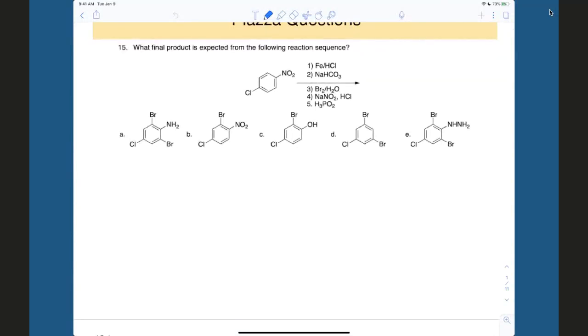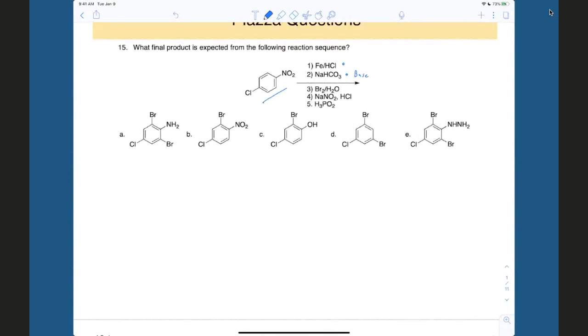All right. So the first two are a couple questions from the final exam practice sheet that was handed out. So they wanted me to go through a couple of these problems. One of them was number 15, and it's asking what is the final product expected from the following reaction sequence. So we start with a chloro-nitrobenzene, and we're going to react with iron and HCl. This is a workup with sodium bicarbonate, which will be essentially just a mild base. We're going to add in bromine and water, then sodium nitrite with HCl, and then finally hypophosphorus acid.